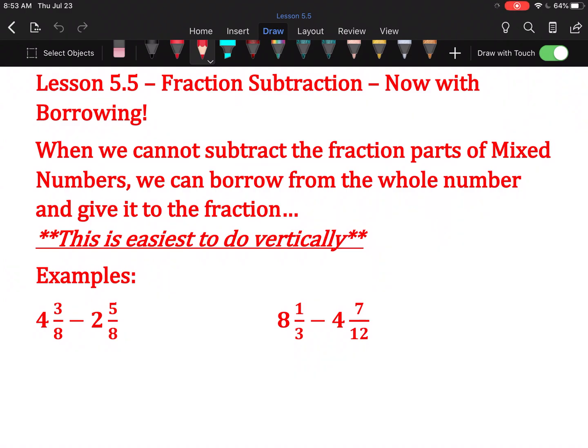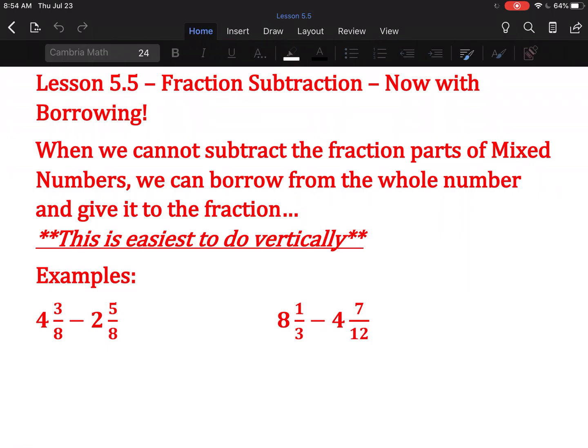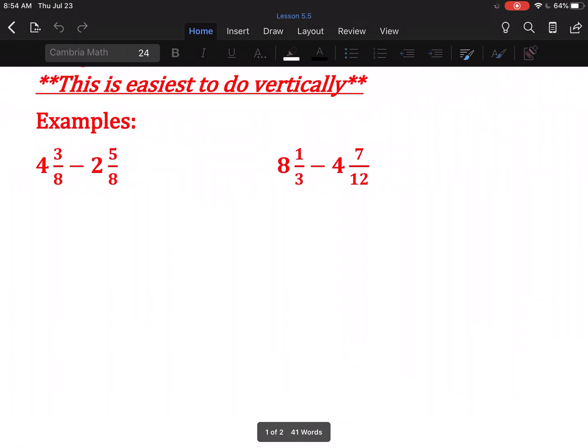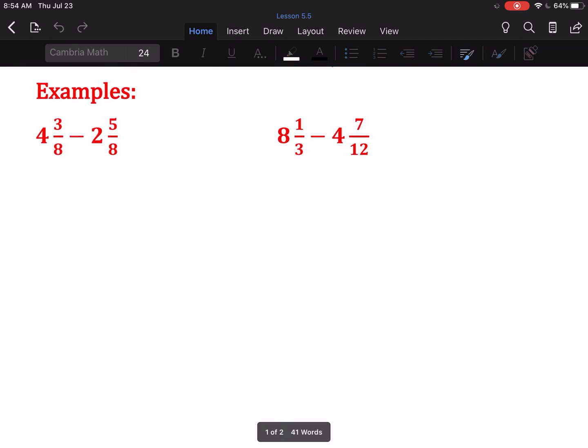The last lesson of Chapter 5 is focusing on fraction subtraction, specifically mixed number subtraction, where we're going to have to borrow. So, let me just jump right into it. And you see a note here, this is easiest to do vertically.